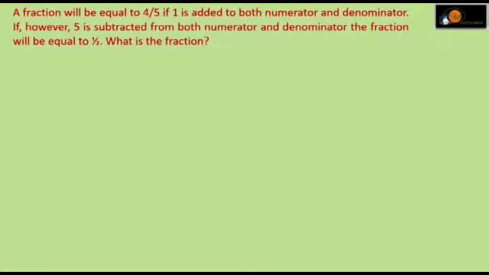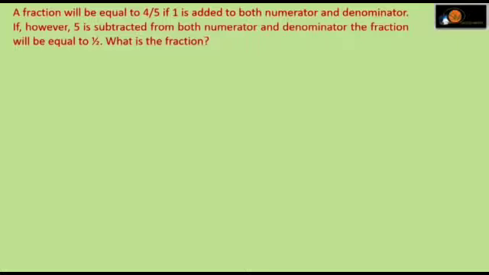A fraction will be equal to 4 by 5 if 1 is added to both numerator and denominator. If however 5 is subtracted from both numerator and denominator, the fraction will be equal to 1 by 2. What is the fraction? You have to find the fraction.